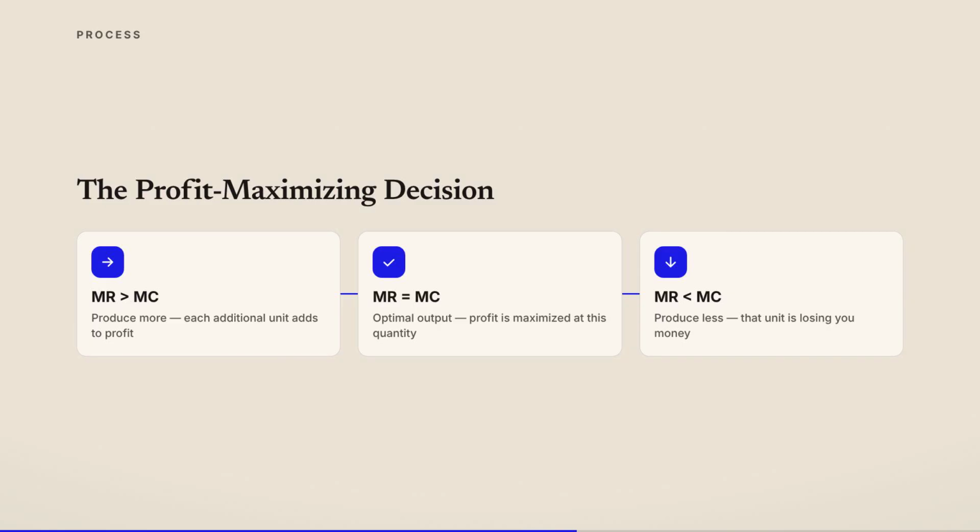Let us apply this to the Lazibot table. Suppose the market price is $120 per unit. So marginal revenue is $120. At 8 units, marginal cost is $117. Produce the 9th unit, profit goes up. But at 9 units, marginal cost jumps to $150, which is above $120. Stop at 8 units. That is profit maximization in action, using the firm's own cost data.